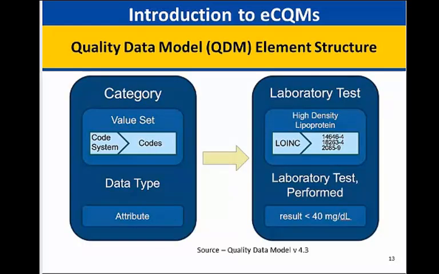This graphic comes out of the quality data model. The latest version is 4.3, and you can actually get all versions of the quality data model on the Resource Center. Now, the quality data model can be used for non-eCQMs. It's a good way to organize measure specifications, and there is a QDM user group that meets once a month, and anybody is welcome to participate in that group.